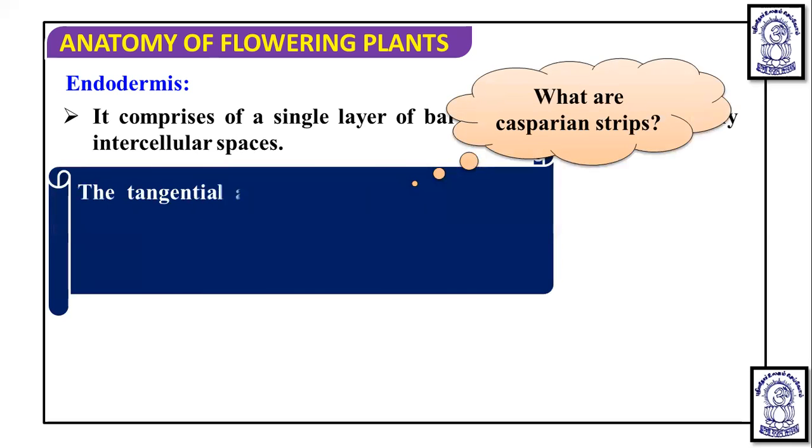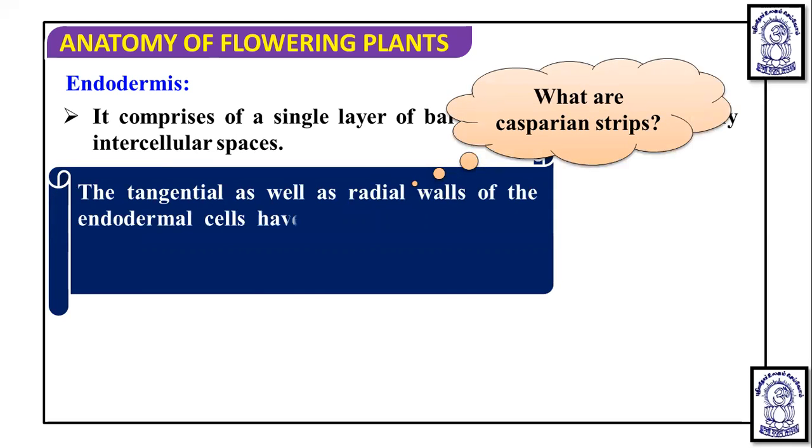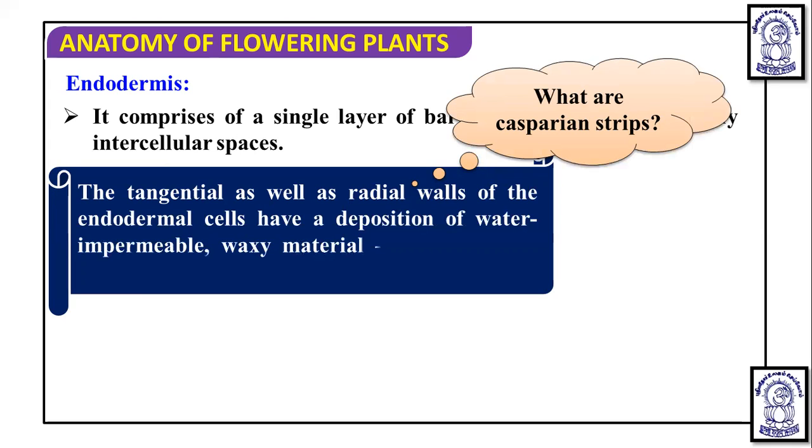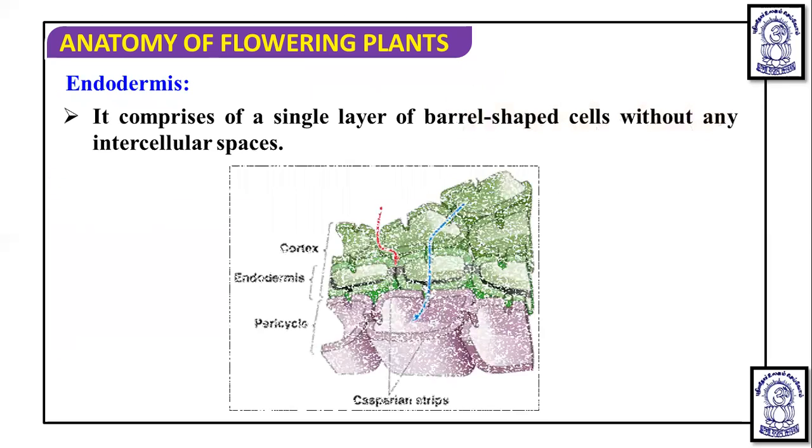And what are Casparian strips? We have just discussed that the tangential as well as radial walls of the endodermal cells have a deposition of water impermeable waxy material, suberin, in the form of Casparian strips. So you will see this is a Casparian strip. They are made of suberin. They are water impermeable, waxy material, forming these Casparian strips which are impermeable to water.